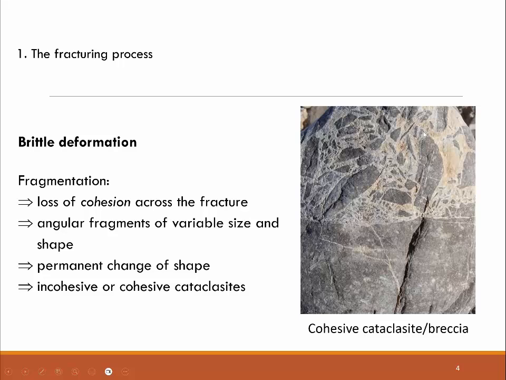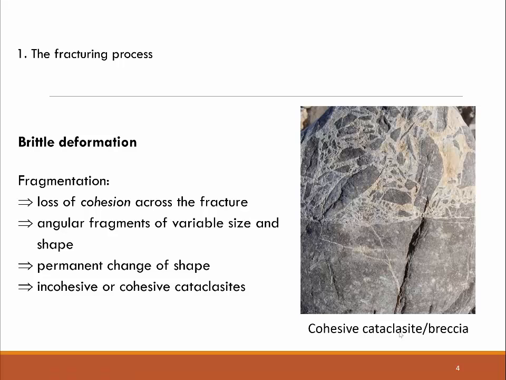They are cemented again together because the fragmentation here took place in the presence of a fluid phase, and from this fluid phase this orange material has precipitated, and that restores cohesion in this rock after this fragmentation took place. That is why we call this a cohesive cataclasite or a cohesive breccia.